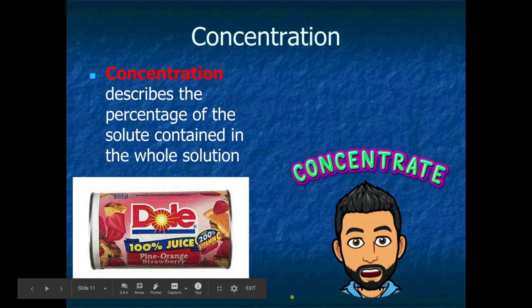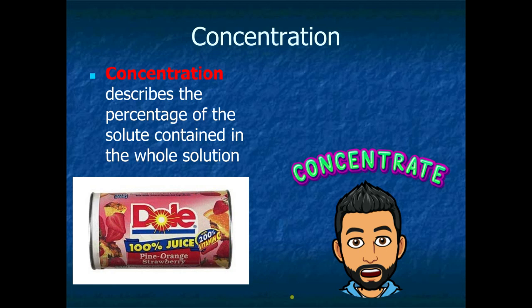So the last term you need to know is concentration. And that doesn't mean just to focus. Concentration describes the percentage of a solute contained in the whole solution. So out of the total amount of solution, what is the percentage of the solute, which is the thing that's being dissolved in the other thing?